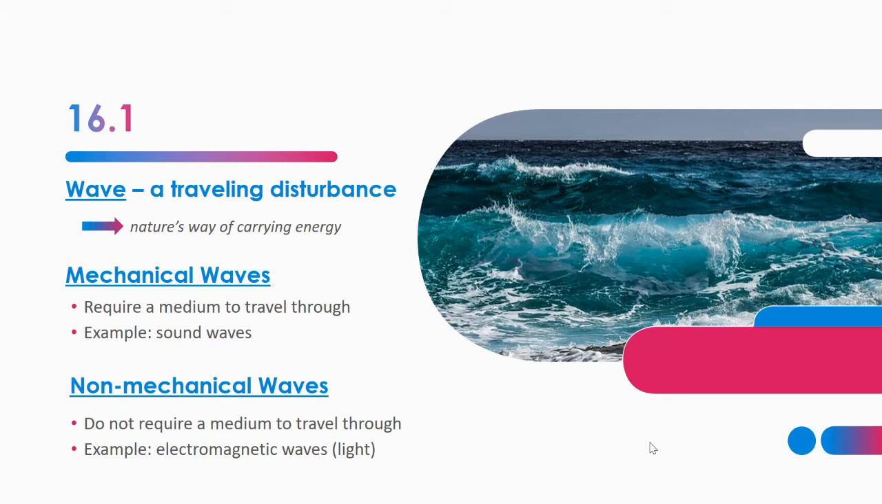So just some reminders. A wave is nature's way of carrying energy. It's a disturbance of some sort. We have mechanical waves, such as sound, which do require a medium to travel through. We won't really be talking about those since this unit is about optics. We are talking about non-mechanical waves, so they do not require a medium to travel through. The main example are electromagnetic waves, so we'll be talking about infrared, ultraviolet, radio, X-ray, gamma, visible light. Can't remember if I forgot any, but we will be talking about all of those.